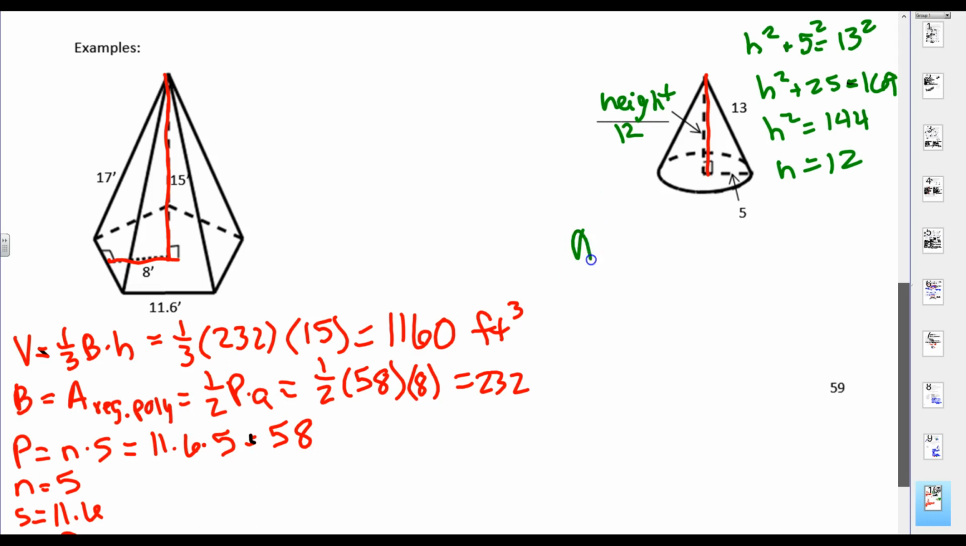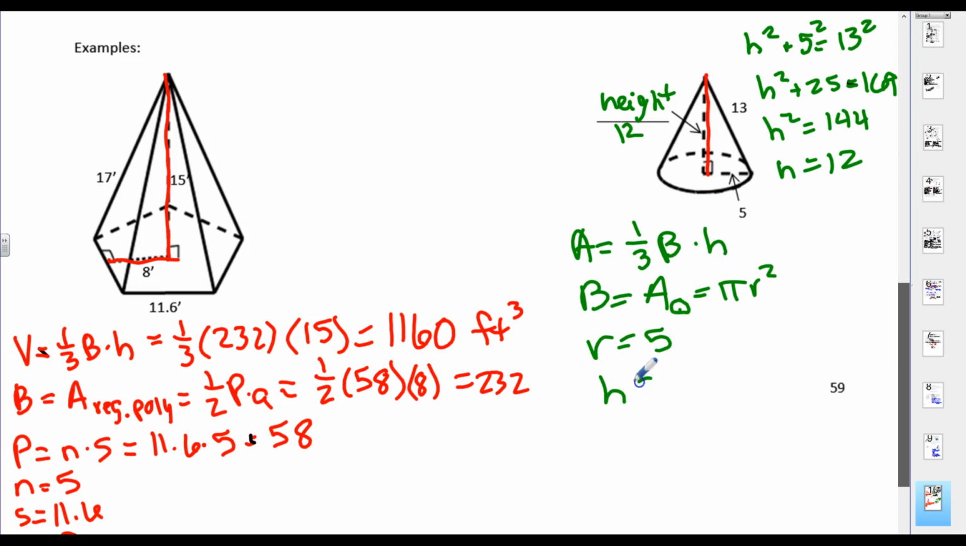Well, again, we have volume equals 1/3 area of the base times the height. Well, my base is a circle, area of a circle, which equals pi r squared. So I need r. Well, r is 5. I also need a height, which we already found is 12. I don't think any other variables than that. It's pretty easy. So I plug in. This becomes pi times 5 squared, or 25 pi.